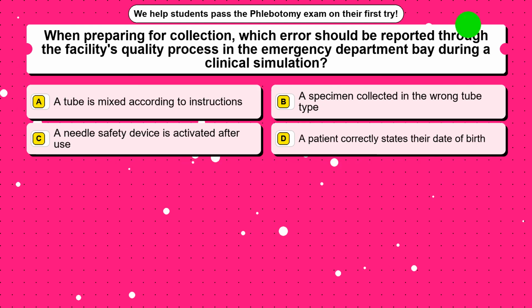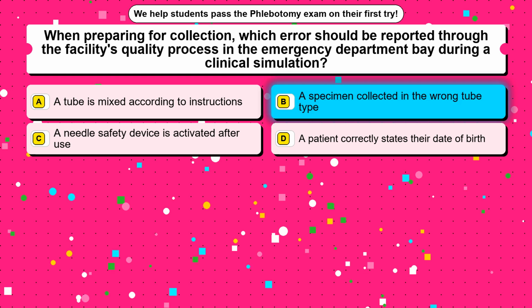Question 79. When preparing for collection, which error should be reported through the facility's quality process in the emergency department bay during a clinical simulation? Option A. A tube is mixed according to instructions. Option B. A specimen collected in the wrong tube type. Option C. A needle safety device is activated after use. Option D. A patient correctly states their date of birth. The correct answer is option B. A specimen collected in the wrong tube type.